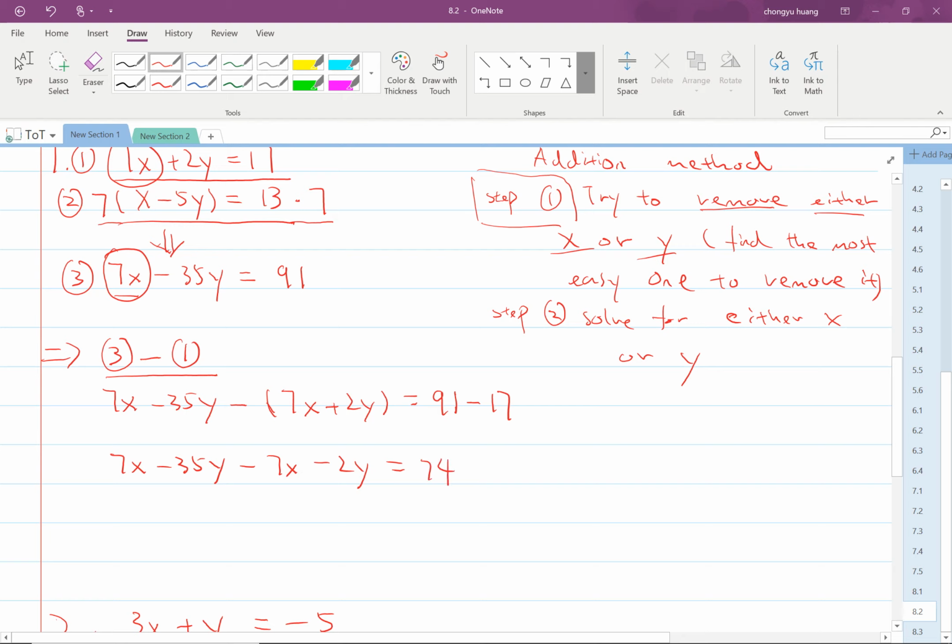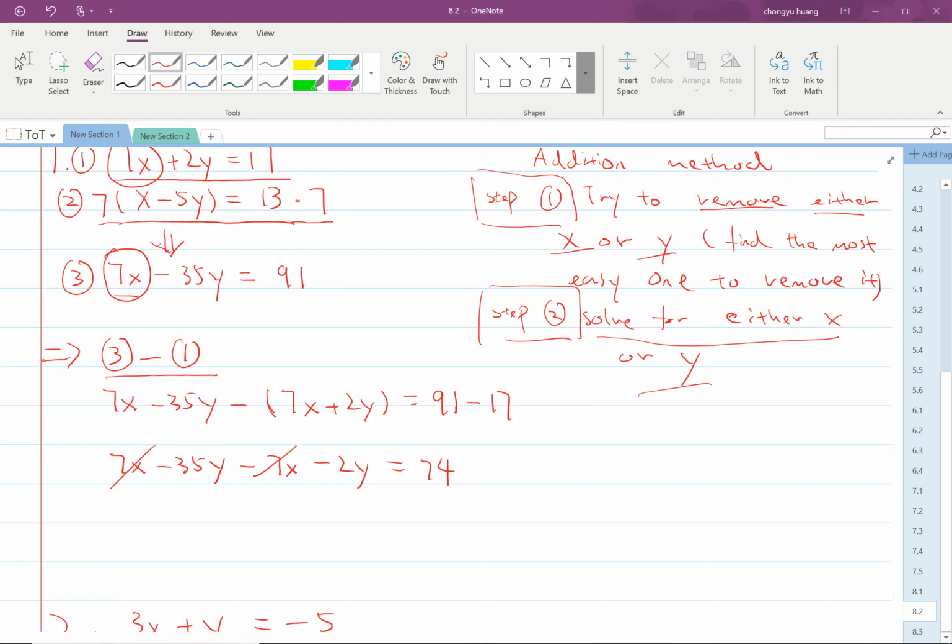So I think this is quite understandable, right? You try to remove it. This is a method. So negative x is cancelled. Now we are actually on step 2, right? So step 2 is we try to solve for either x or y. Here we're trying to solve y, right?